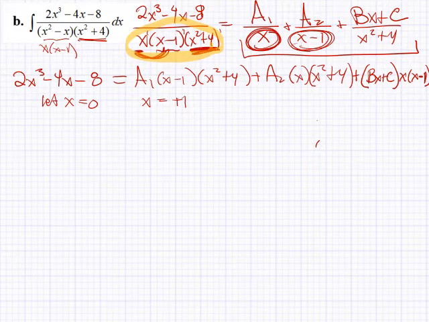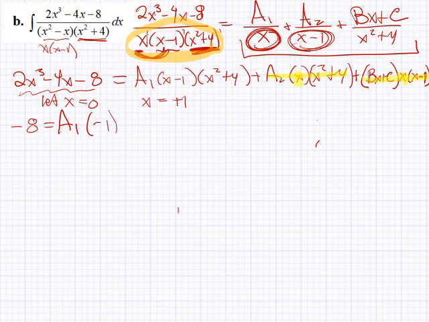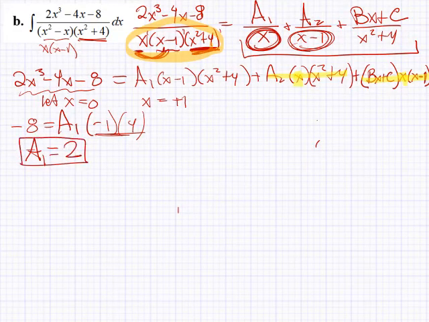And so when x equals 0, the left side of this becomes negative 8. On the right side of the equation, anything with a singleton x factor in it, which is here and here, all zeros out. So this zeros out, this zeros out, giving me just the A1 times x minus 1, so that'll be minus 1 because x is 0, and 4. So this is negative 4, divide, you're going to get A1 to be 2.